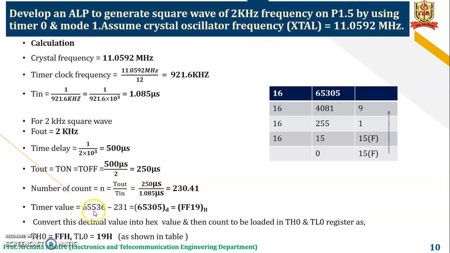Now the timer value is 65,535, which is the maximum, minus count 231. So we will get 65,305. This number is in decimal, so we have to convert that decimal number into a hexadecimal number. This is the procedure for converting decimal to hexadecimal, and here we get FF19H. So this value is to be loaded into the TH0 and TL0 registers: FF is the higher byte value in TH0 and 19 in TL0.